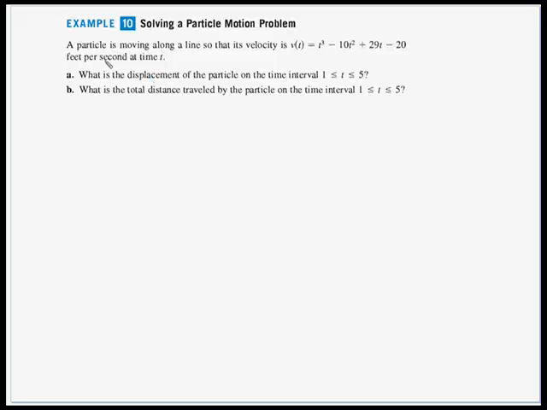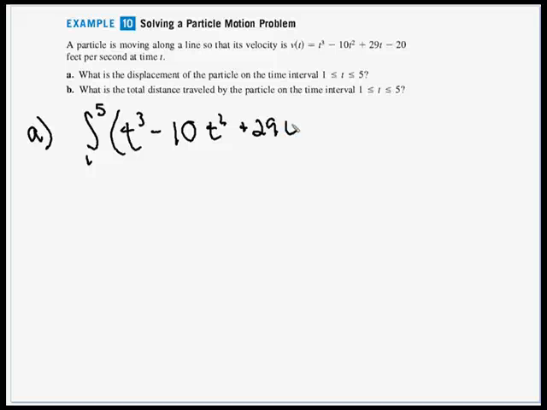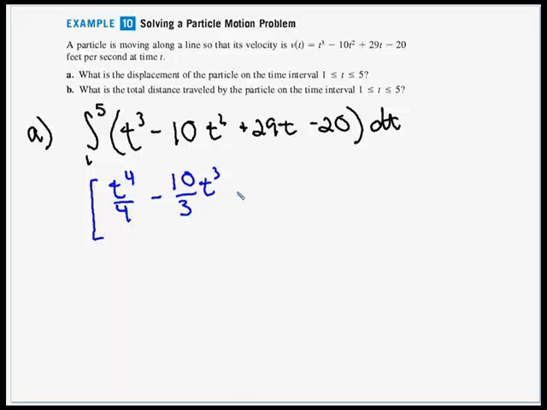And all they're asking us here when they say the displacement of the particle is the definite integral. So we want the definite integral from 1 to 5 of t to the third minus 10t squared plus 29t minus 20 dt. So again, it's just a straightforward definite integral. So we take the antiderivative: t to the fourth over 4 minus 10 thirds t to the third, plus 29 halves t squared minus 20t on the interval from 1 to 5.